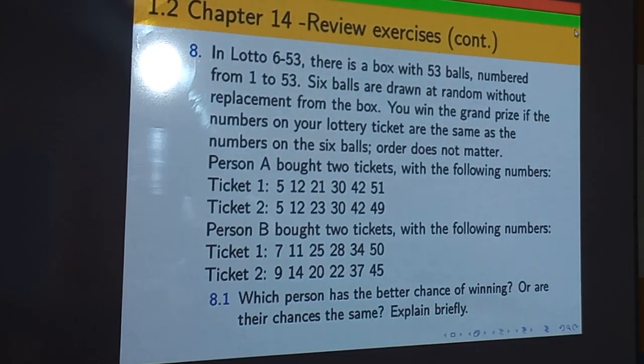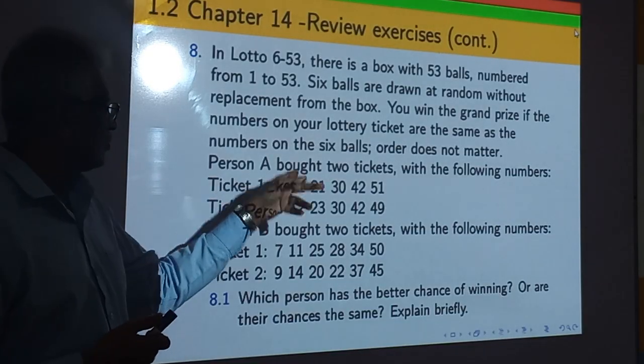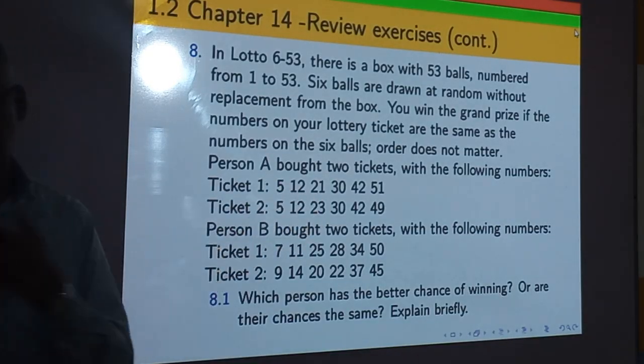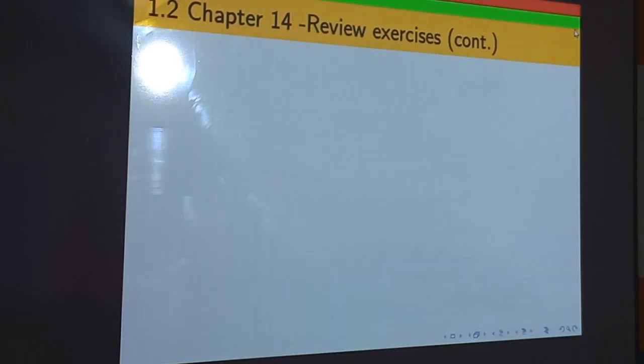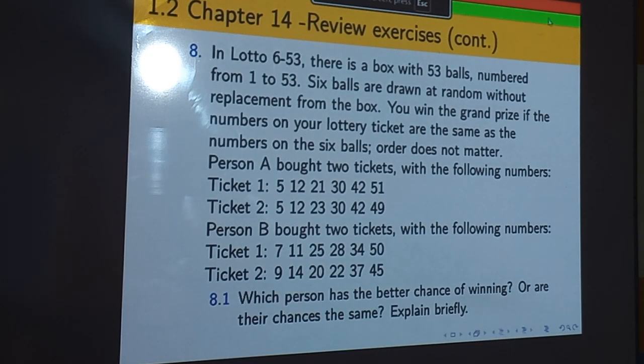For 1 ticket, that's 1 out of 53 C 6. Yeah, that is for 1 ticket. But he has 2 tickets, so he may win from this one or from this one. So multiply. Yes, right. That's it. So good.